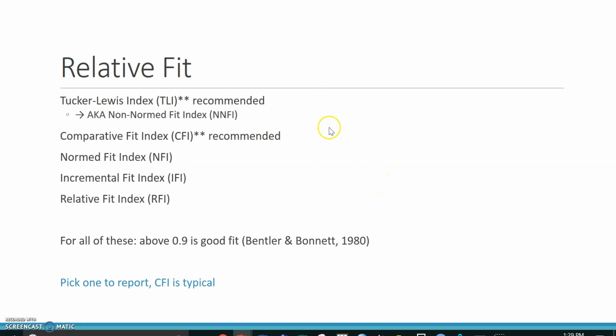Relative fit, there's a lot of different things that you can look at. I tend to do CFI, and I see that reported a lot. I'm seeing TLI a little bit more as well, but for all of these, above a 0.9 indicates a good fit. So I would report chi-square, RMSEA, and CFI.